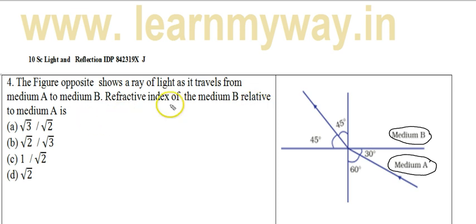Now students, as you are aware, in this case the refractive index will be from medium B to A. So we can say mu BA is equal to sine I, that is your angle of incidence, divided by sine R. When we say sine R, it means the angle of refraction. So sine I is given here.